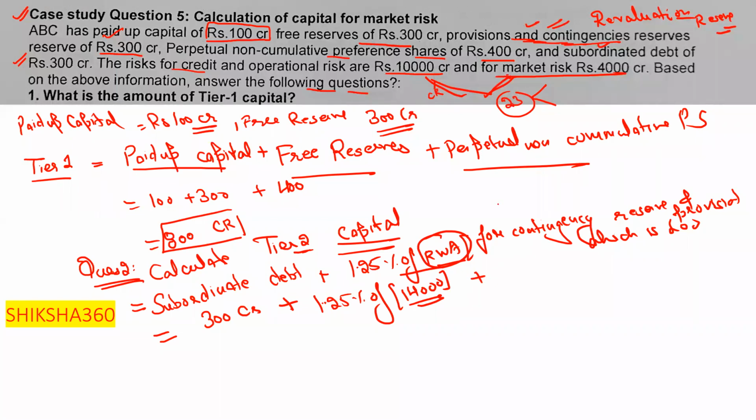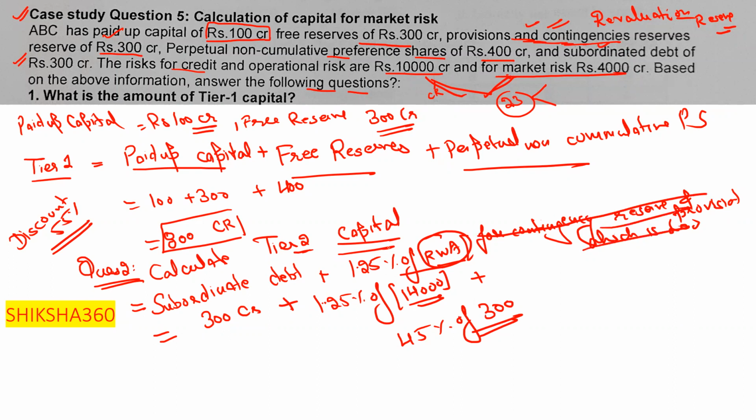Plus how much percent? The discount here is basically 55%, so we have to take 45% of 300. Clear? You just have to remember that subordinated debt plus 1.25% of the risk weighted assets plus 45% of the revaluation reserves, because the discount here is 55%. So 300 plus 45% of 300.